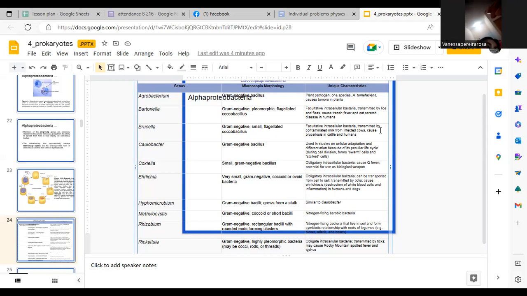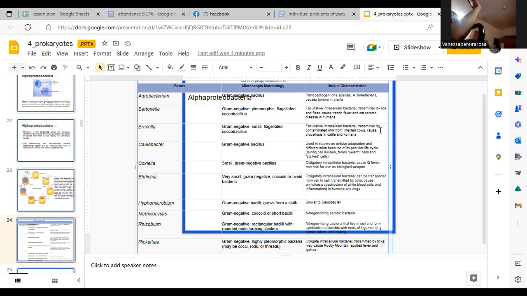Let's look at rickettsia. Rickettsia is an obligate intracellular bacteria transmitted by ticks, and this may cause Rocky Mountain spotted fever and typhus, like I mentioned. Another type is rhizobium, a nitrogen fixing bacteria. So this lives in soil and forms a symbiotic relationship with roots of legumes.